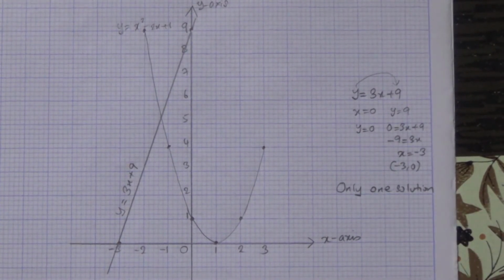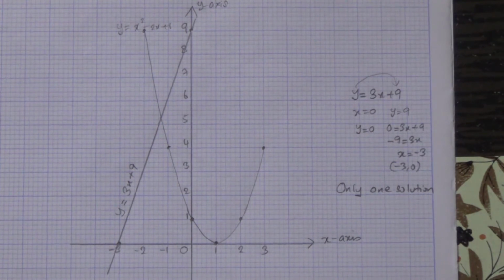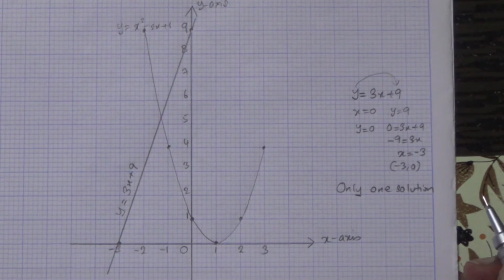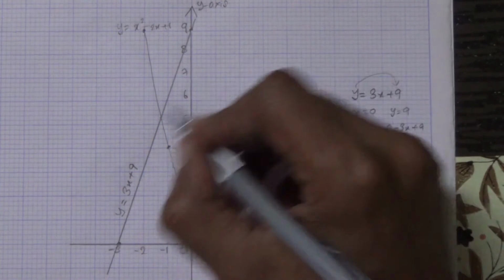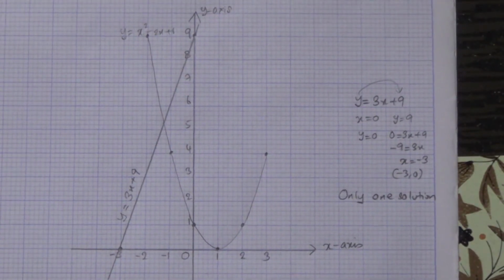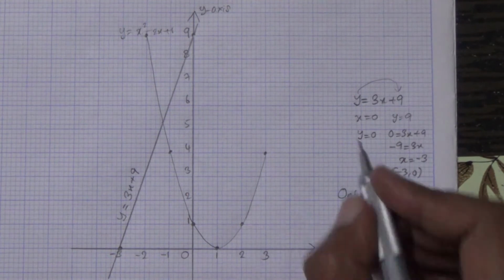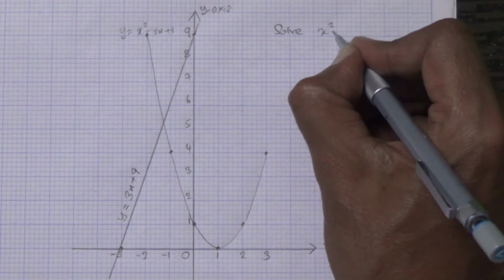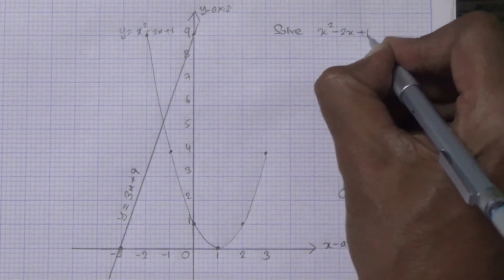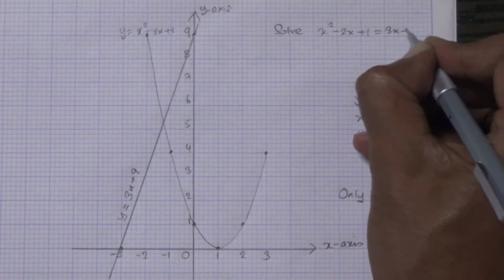Sometimes you may have two solutions if the line is intersecting the curve at 2 points. But for now we've got one solution, and we've been asked to also solve the equation. Let me just write it here so you can get it all in this one video. You need to solve the equation x squared minus 2x plus 1 is equal to 3x plus 9.